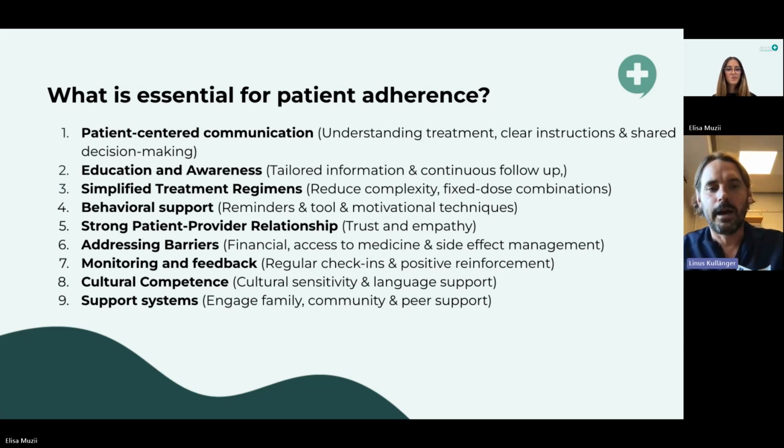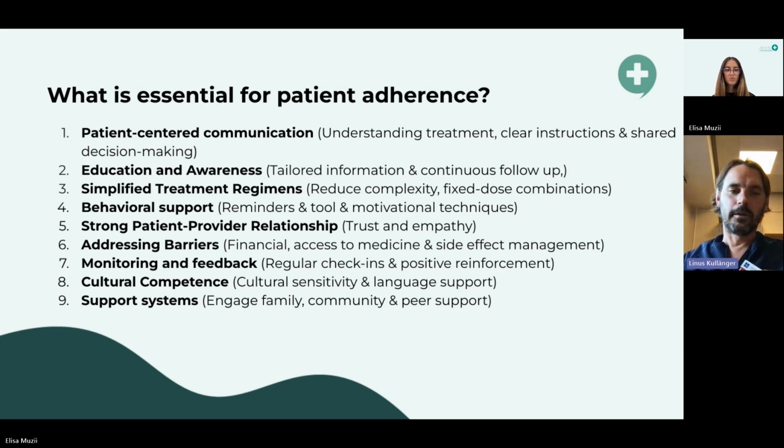The sixth one, you have to address barriers. This is, of course, very different depending on where you work in the world, whether you have universal healthcare or not, but you have to think about their financial situation, their access to medicine, everything from the pharmacy to how they can take the medicine, if they can get it for free, or if they can walk to the pharmacy to get it. You also have to see what I talked about before, side effects management. You have to follow up and see if they have side effects, what they think about that, and how you can adjust the medication or change something for them to continue to take it.